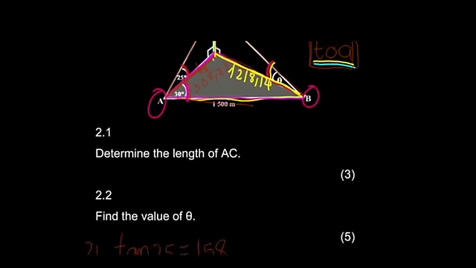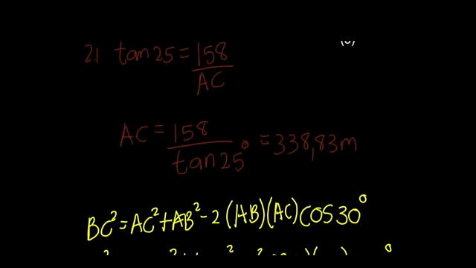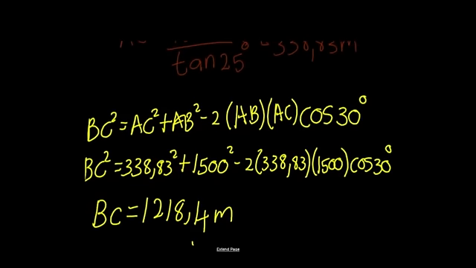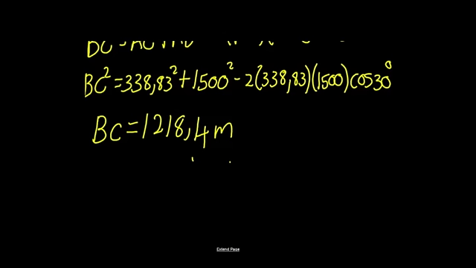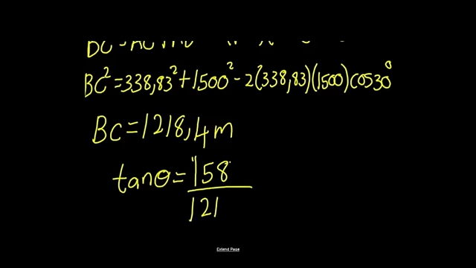Right, so if we extend our page a bit, it means that tan of theta is equal to the opposite, which we said is 158, divided by the adjacent, which is 1,218.4, right?